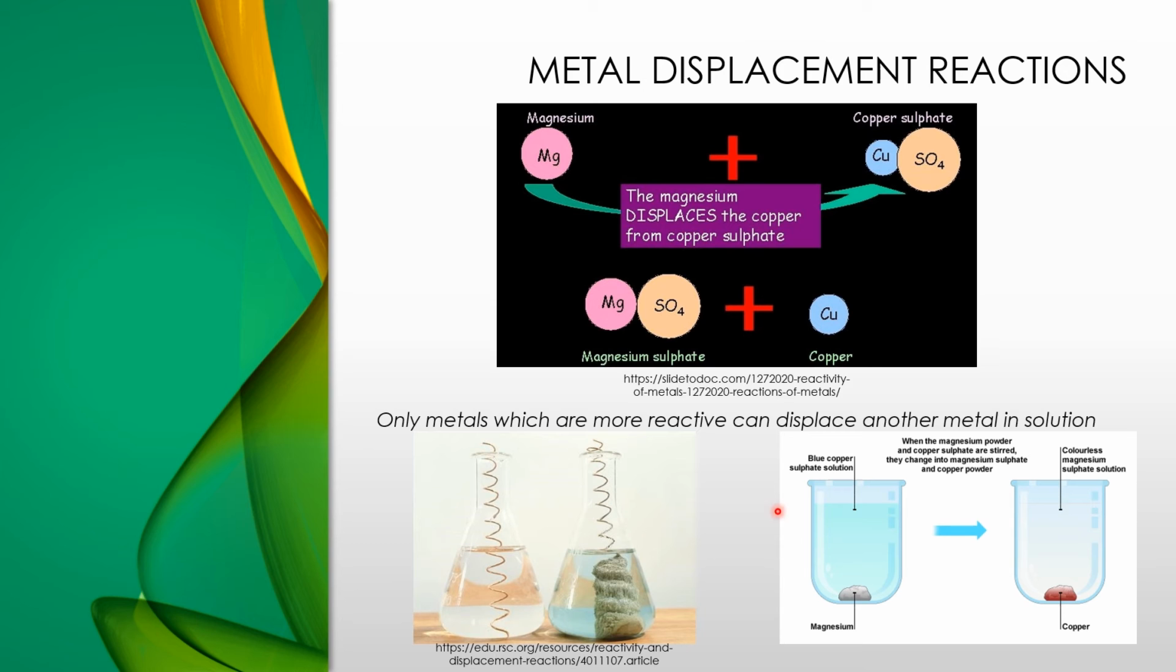The thing to keep in mind, and something that I will build on in the next couple of videos, is that only metals which are more reactive than the one in solution can displace that metal. So just as an example, magnesium here is more reactive than copper, so it is capable of displacing copper out of the solution. If you had copper and put it in a solution of magnesium, nothing would happen. Essentially, the reverse can't happen because the copper is not more reactive than the magnesium itself. But more on that in the coming lessons once we start looking at the reactivity of metals.